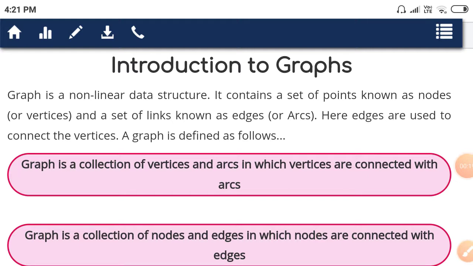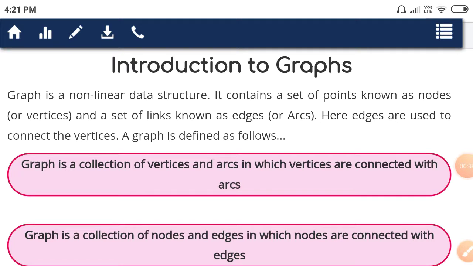Graph is a non-linear data structure. It contains the set of points known as nodes and the set of links known as edges. Here the edges are used to connect the vertices. A graph is defined as follows. So what is a graph? Obviously, it is a non-linear data structure only.